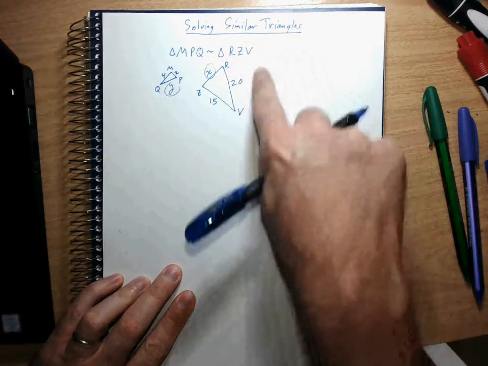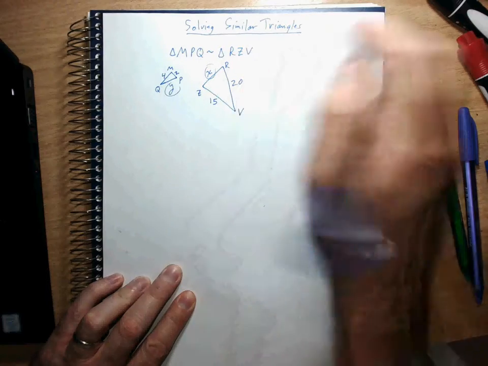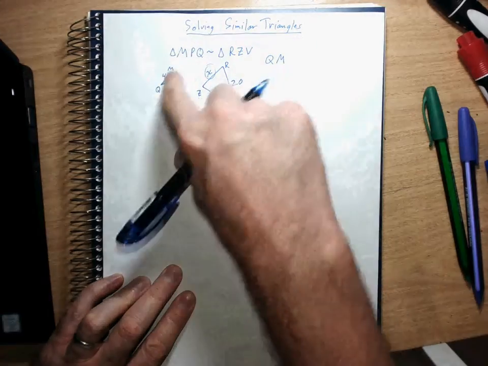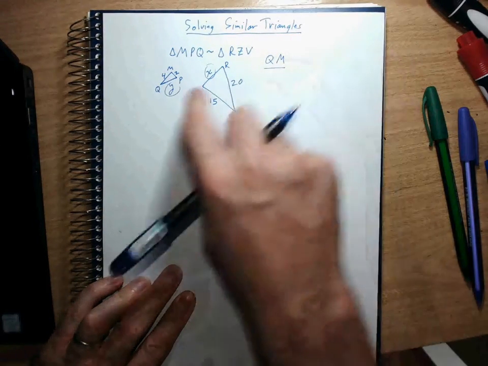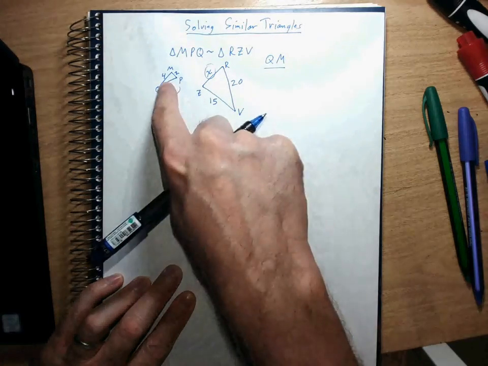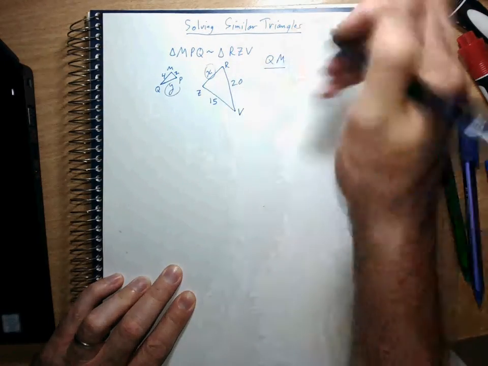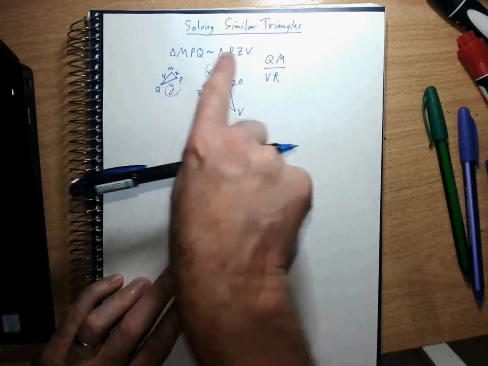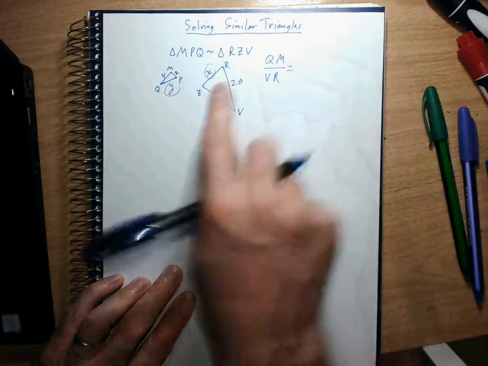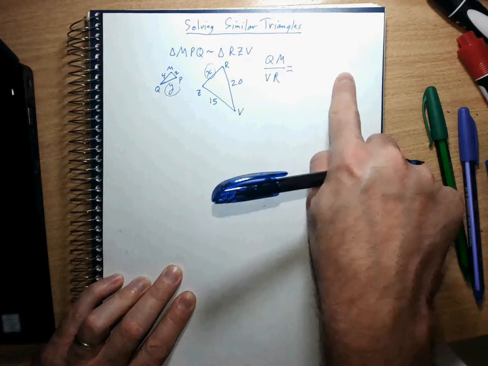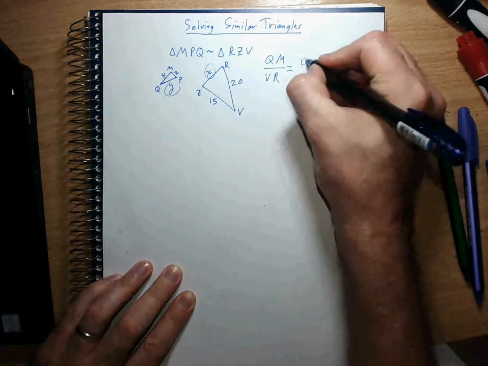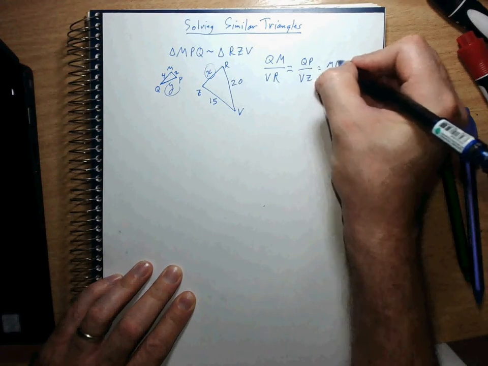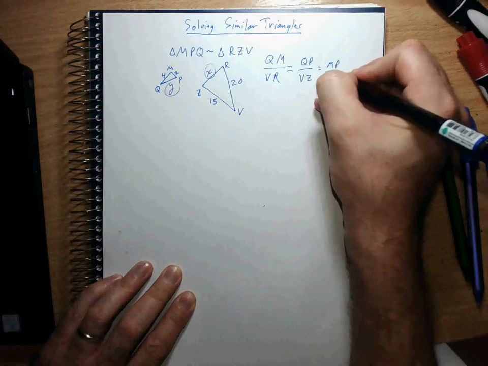I'm going to write the ratios of the sides just so we're on the same page here. I could say side QM, this side here, which is 4, is proportional to, this is the longest side here, side VR. You can also see that the order here, QM, is proportional to VR. And whatever that ratio is, it's going to be the same ratio for other corresponding sides. So, for example, QP is to VZ, and MP is to RZ.